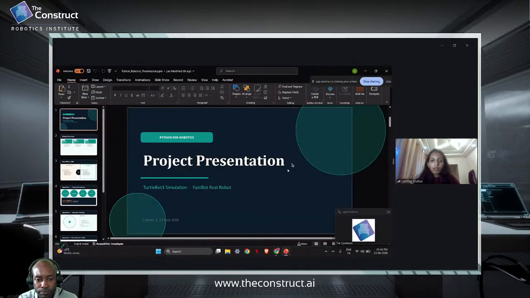Good afternoon, everyone. I am Lathika, and today I will be presenting my Python for Robotics project. So, the objective of this project was to develop and test robot control software using both procedural and object oriented programming approaches, and then implementing them in both the simulation and on a real robot platform. So this project was tested using the Turtlebot 3 simulation and the FastBot real robot.